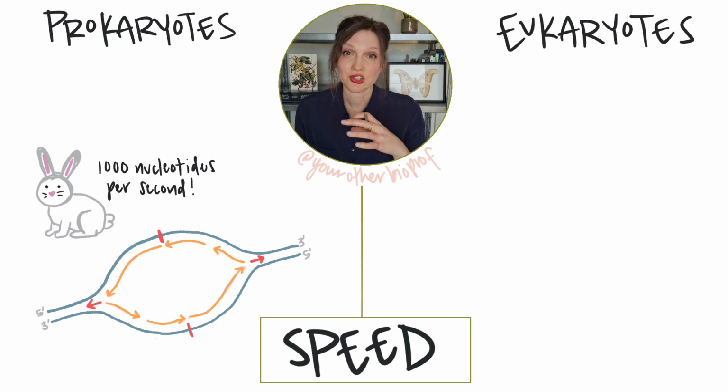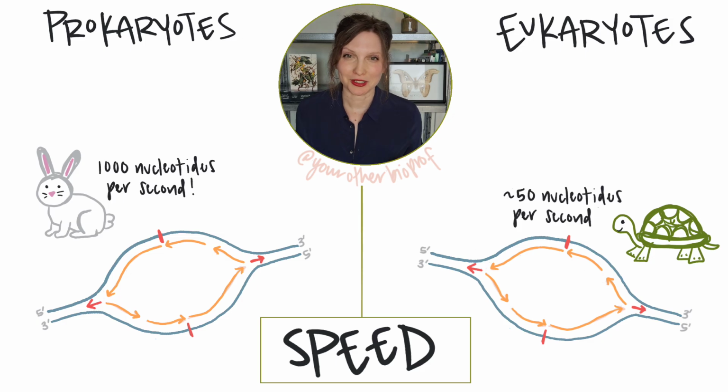Combine that with the already much smaller genomes, and these guys can wrap up DNA replication in less than an hour. Compare that to about 50 nucleotides per second in eukaryotes. But because of our many origins of replication, we do all right. Mammals can knock out DNA replication in about 8 hours, even with our much larger genomes.